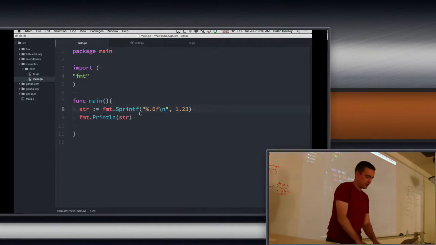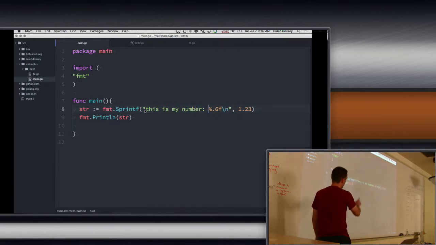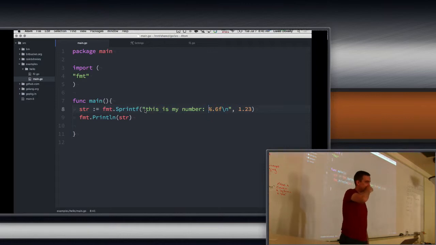So I can say, this is my number. And then what it's going to do is take the number and put it in that place inside of the string. Okay? Everybody following? Where can you get these shortcuts on the internet?